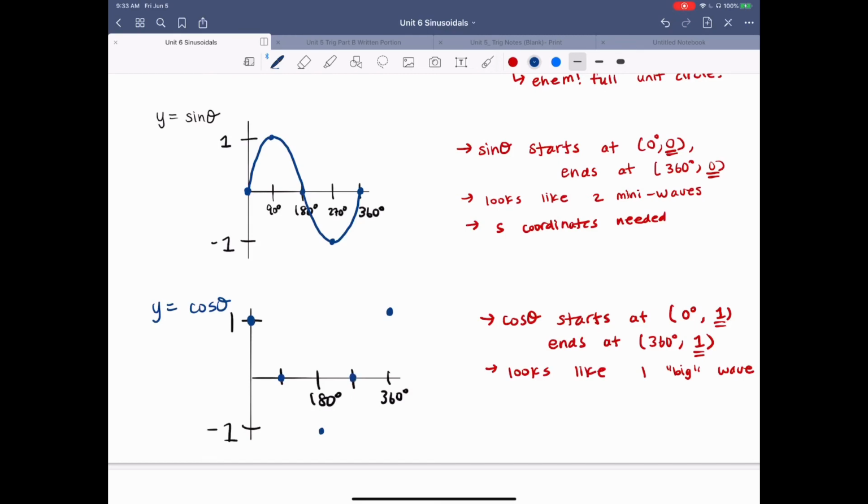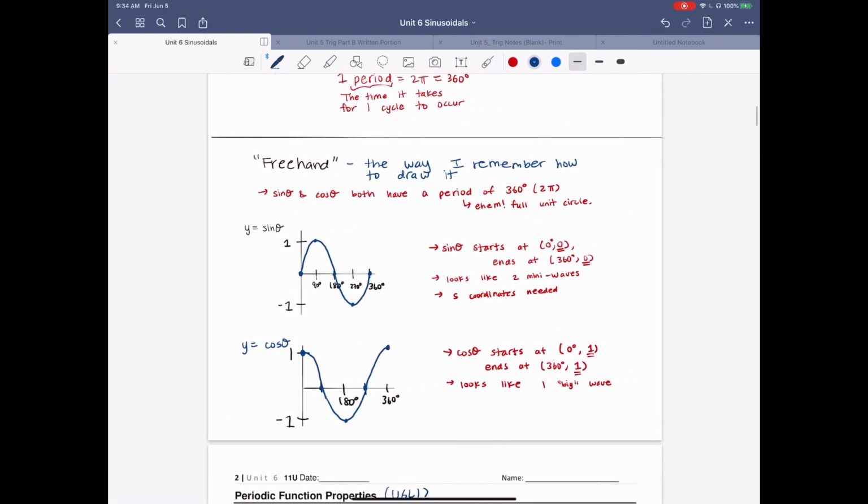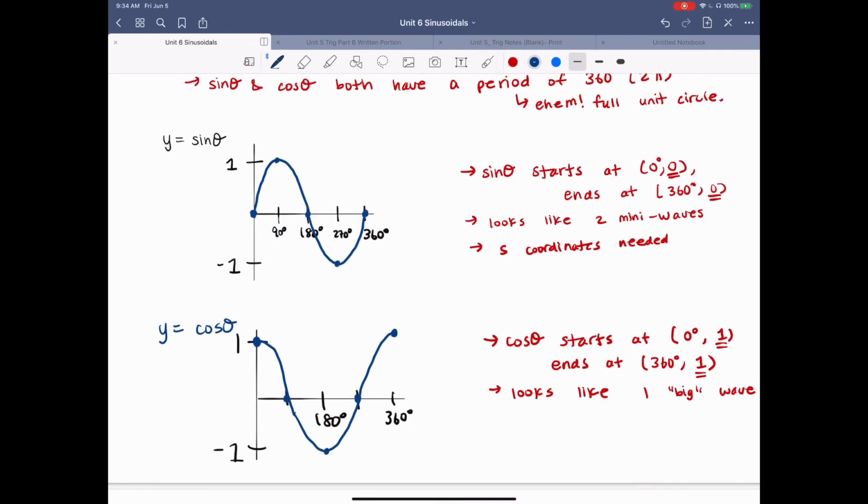And so you're not going to draw like this, please. That's not going to work out. That's what an absolute value function looks like. Remember, when you plot this function, it looks more like waves. So it doesn't have to be perfect, but connect the dots and you have it right there. So this is how you can freehand draw y equals sine theta and y equals cos theta.